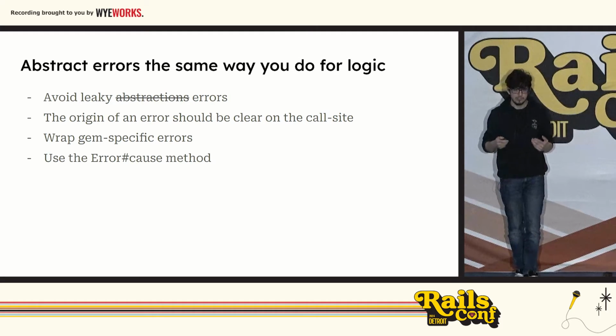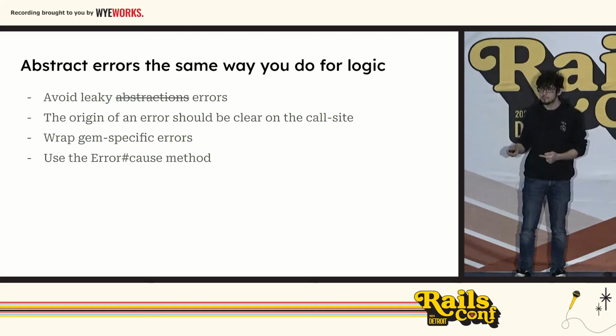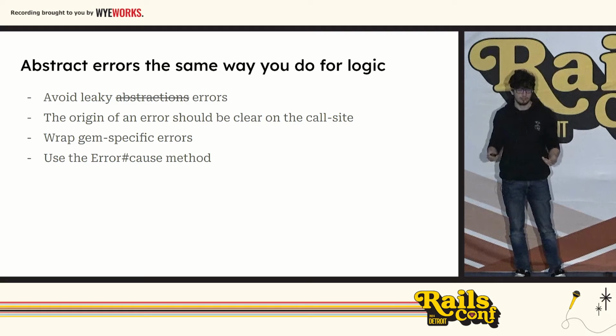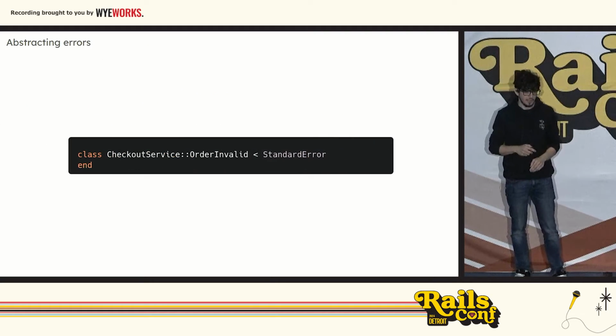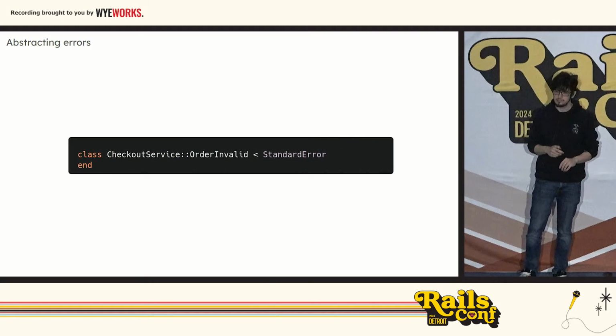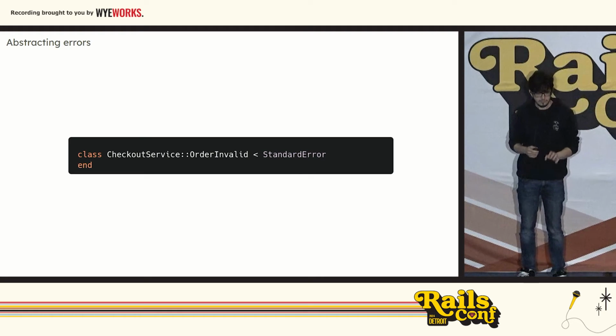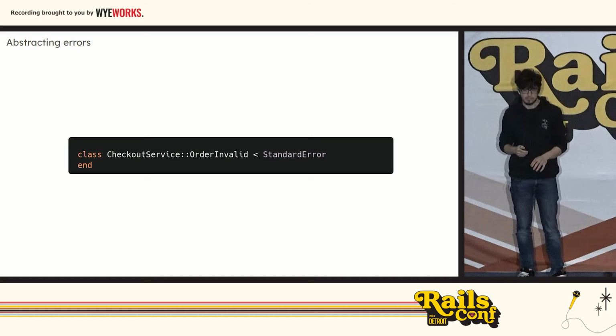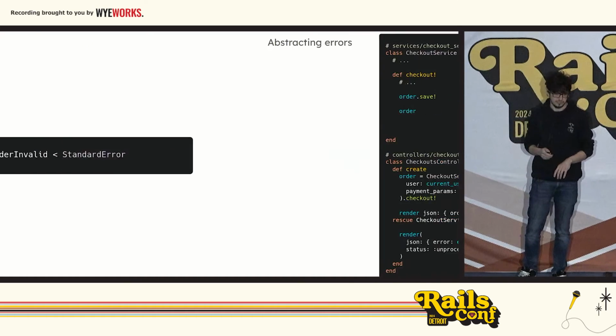And if you feel like you're going to lose some information when you're trying to encapsulate all of our errors, you can remember that the error's cause method exists. So we're going to take that order invalid scenario that we just saw, and we're also going to create a custom error class just for that. That's going to be used inside of our checkout service.